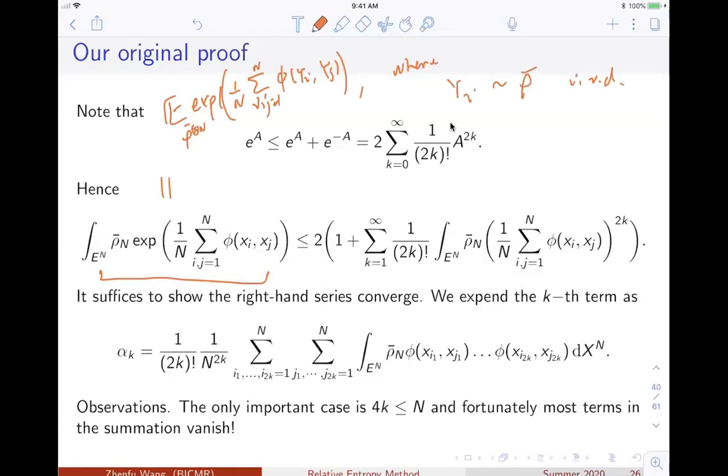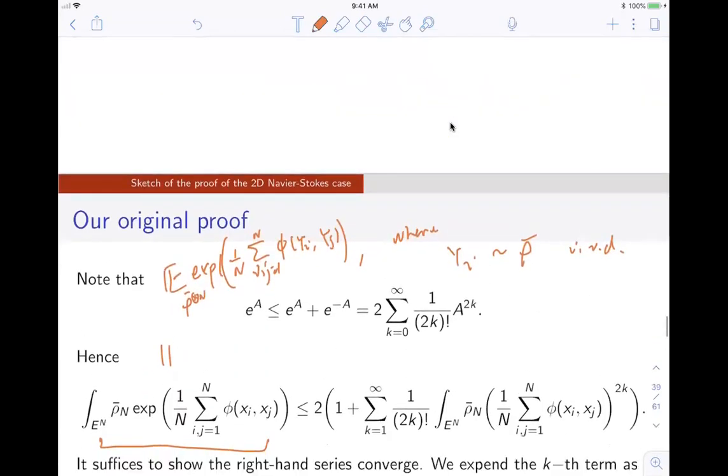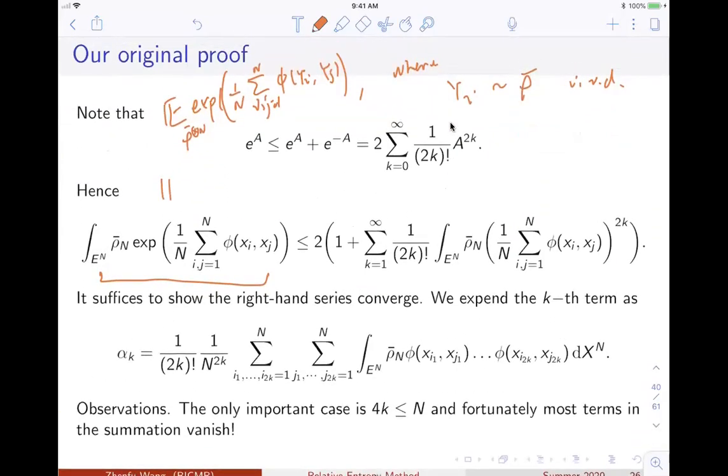Later I will show you a recent proof by Lim, Lu, and Nolan. They use a martingale argument to prove this estimate under the assumption that phi is bounded. Our original proof is based on a combinatorics argument, but works for more general assumptions on phi. If you just assume phi is bounded, we can do that very quickly, in just several pages.